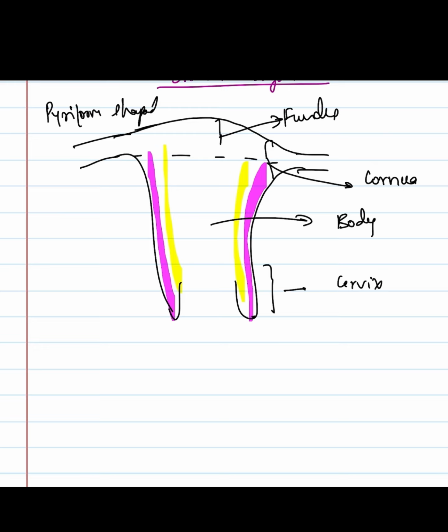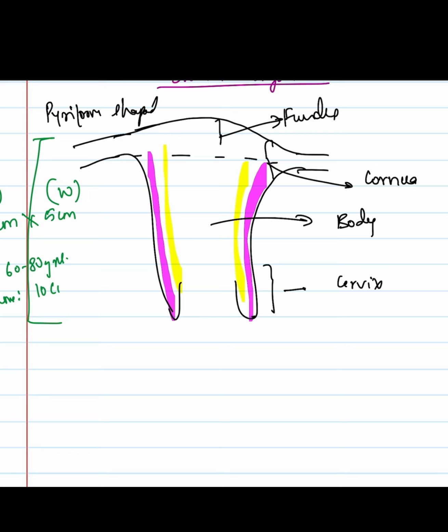So the total length of the uterus is around 7 centimeter in a non-pregnant female, and weight is around 60 to 80 grams. Volume is 10 cc. All these things are in a non-pregnant female. Understood? So 7 by 5 centimeter. This is your length. This is your width.